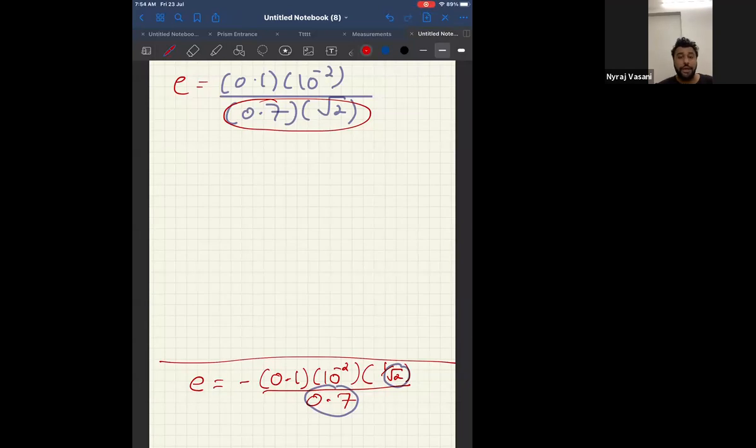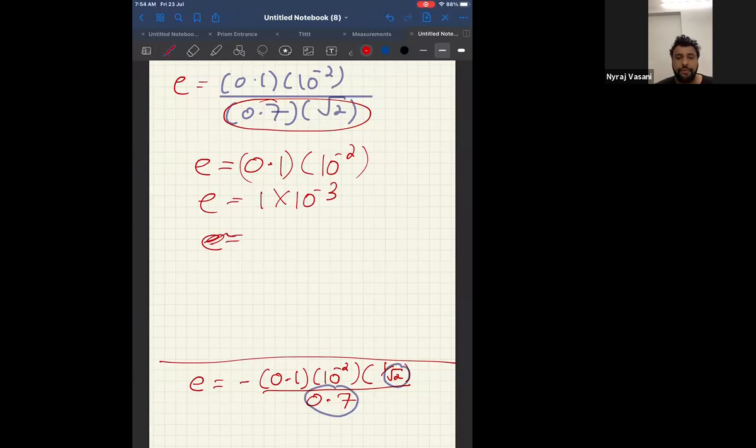This is the clue where most of the students get stuck. 0.7 into root 2. If you want, you can take your calculator and check whether the answer is coming close to 1, because root 2, I'll take it as 1.4. If I take that, tell me what is the value for E you will get. You will get E as 0.1 into 10 power minus 2 itself, because the denominator has become 1. Therefore, can I say E will be equal to 1 into 10 power minus 3, it is 1 milli, but we'll take it as 1 into 10 power minus 3.